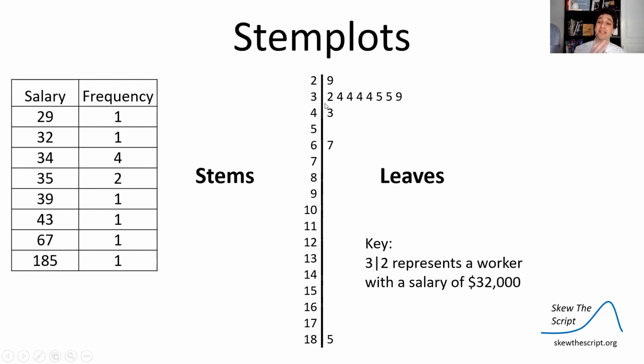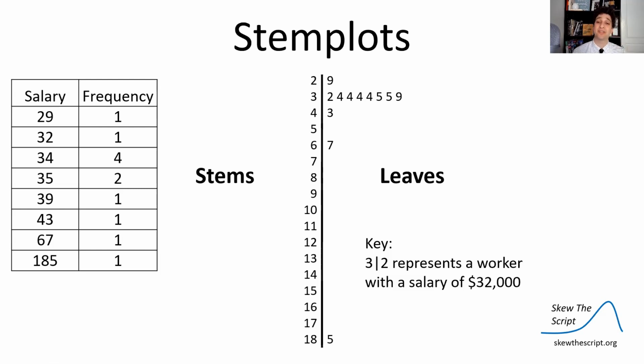So the stems represent the 10,000s place and above, and the leaves represent the thousands place. So we can see, as with our frequencies, there was one person who made $29,000, and then we've kind of grouped them together. All the $30,000 people are going to be in the same stem, but we're seeing how many there were, as well as their actual values, 32,000, 34, 34, 34, for the 4 people who made $34,000, etc. And again, we get to see how much of an outlier this person who made $185,000 was.